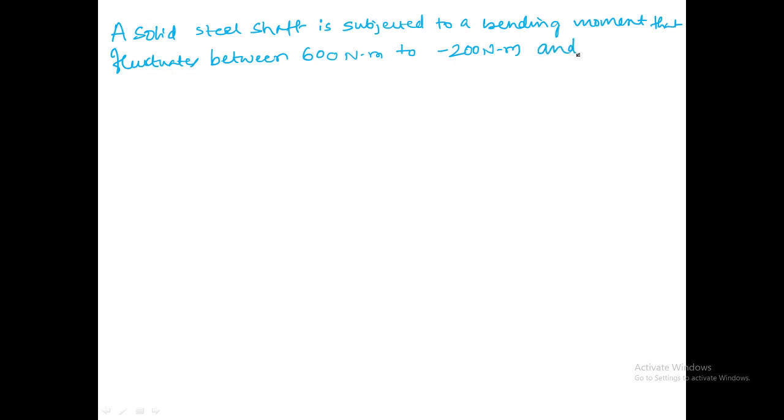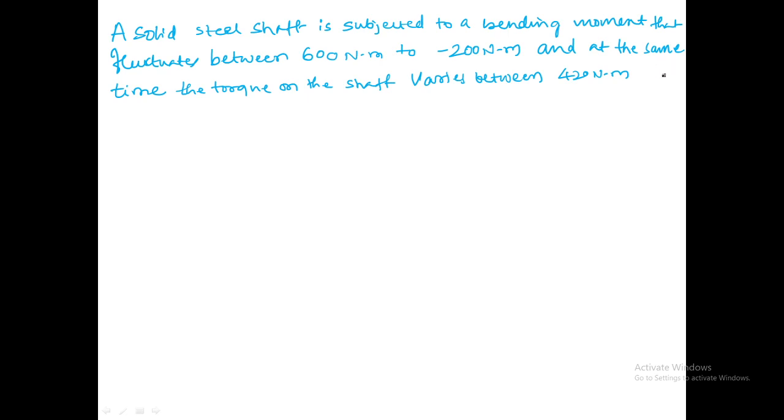and at the same time the torque on the shaft varies between 420 Newton meter clockwise to 210 Newton meter counterclockwise.